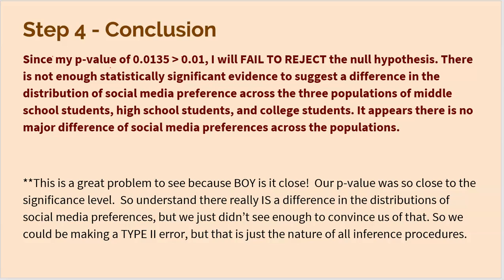I'm not going to lie, it's close, but you got to follow the letter of the law. So since my p-value of 0.0135 is greater than 0.01, I will fail to reject the null hypothesis. There is not enough statistically significant evidence to suggest a difference in the distribution of social media preference across the 3 populations of middle school students, high school students, and college students. What a great conclusion. There's a lot of context I have there.